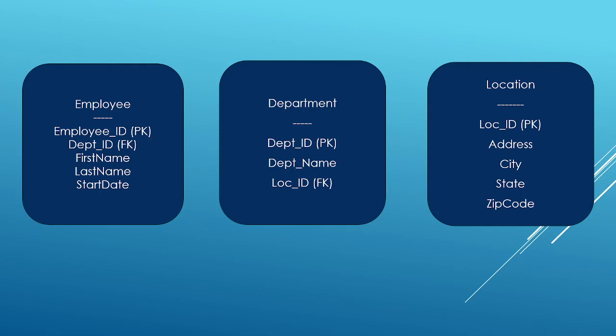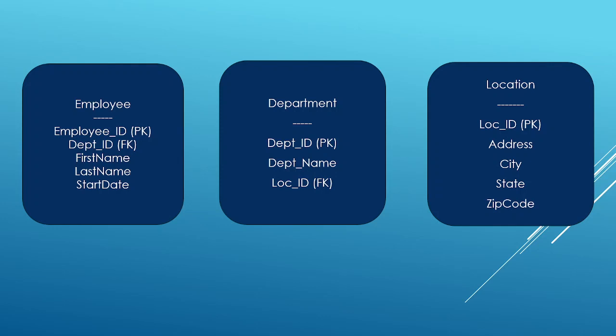As you can see, it has employee ID, department ID is a foreign key, first name, last name, and the start date. Then you have your department table. Department ID is your primary key, the department name, and the location ID is the foreign key. And then we have the location table, which has location ID as the primary key, the address, the city, the state, and the zip code.